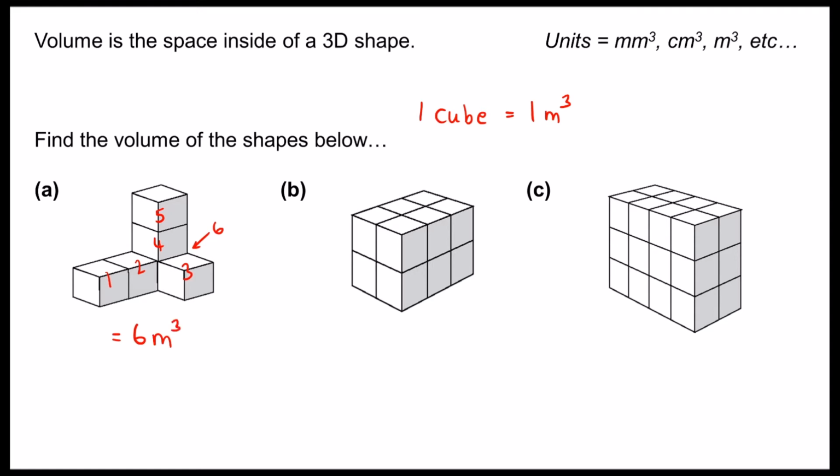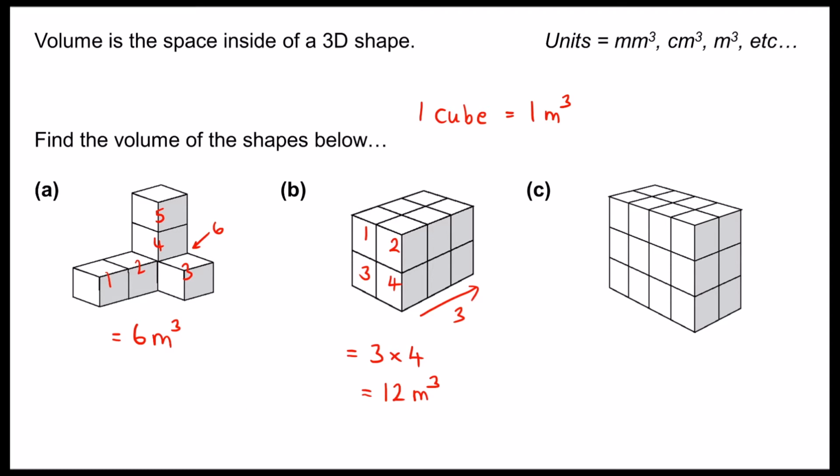As the questions become a little bit more complex, you'll notice that there's strategies we can use to help us get our answers a little bit faster. For example, in B, I know the front face has 1, 2, 3, 4 cubes, and that repeats itself through the shape 3 times. Therefore I can say I want 3 lots of 4 cubes. That means there's 12 cubes in total, and therefore my volume would be 12 metres cubed.